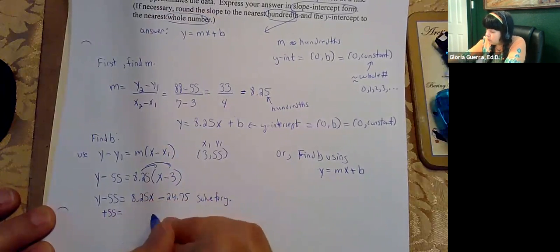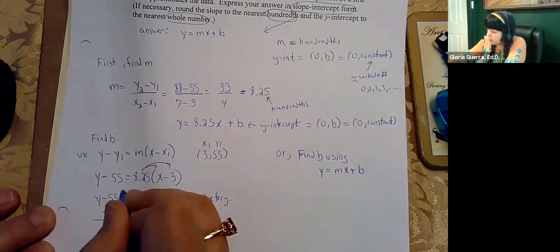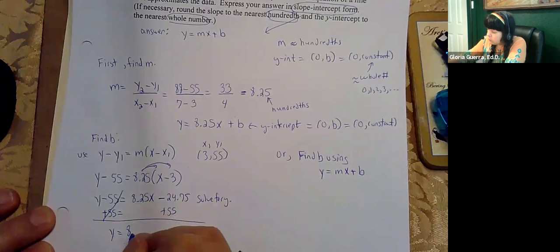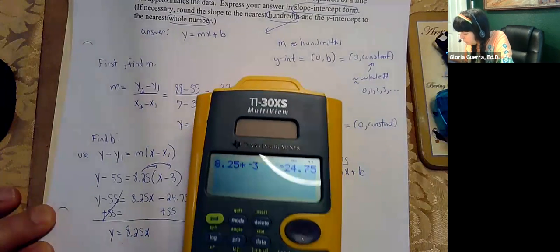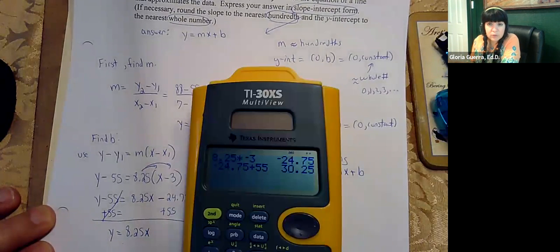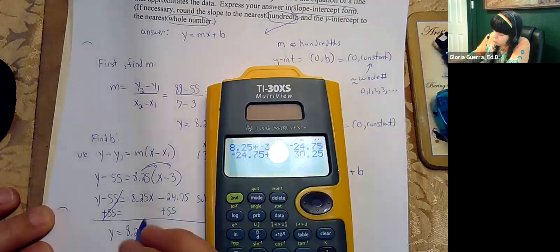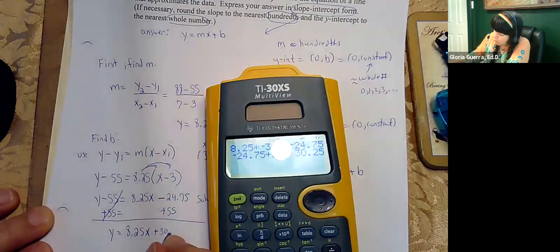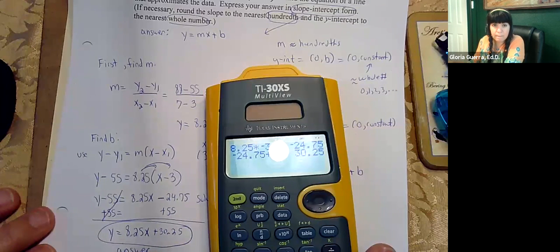So I'm going to add 55 to both sides. y equals 8.25x. And now I'm going to add a negative 24.75 plus 55, which is 30.25. And that would be our answer. That's slope intercept form. Okay.